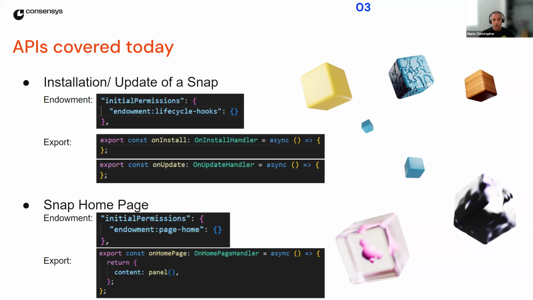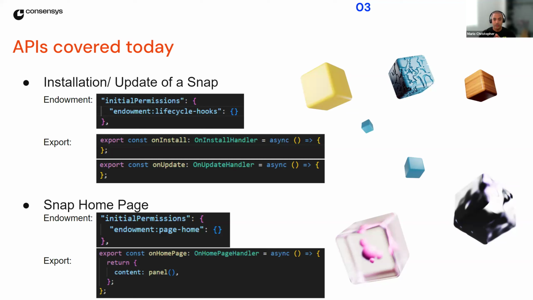The first one is onInstall. As the name suggests, this hook is used during the process of installation. A lifecycle of the Snap can go through starting from downloading from NPM, installation, successful installation, and living within MetaMask. So a lifecycle hook looks at these different stages and tries to do some action when one of those stages has been successfully completed.